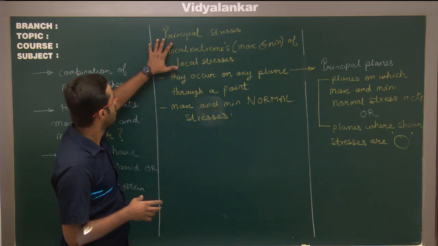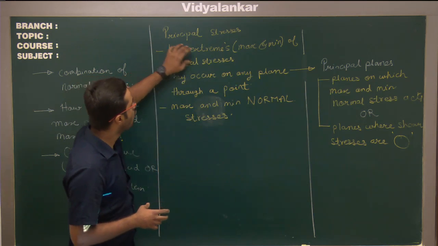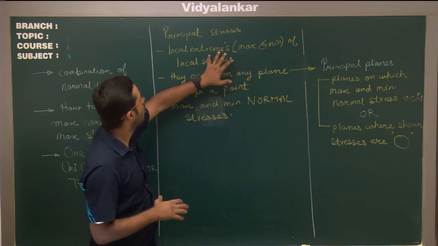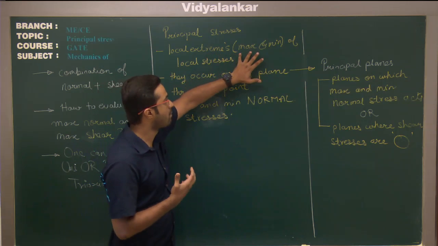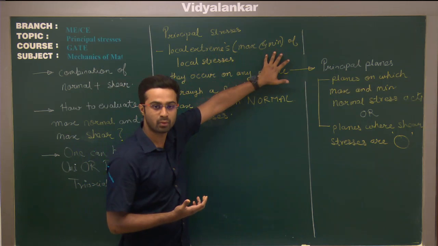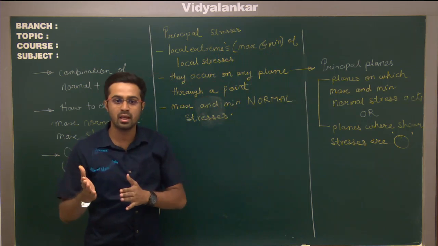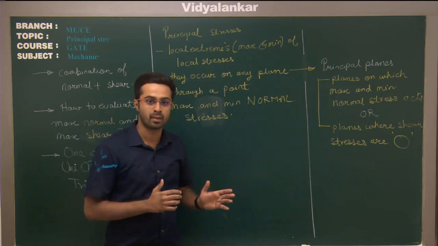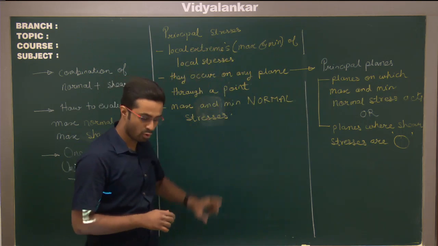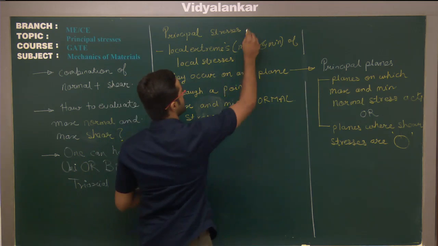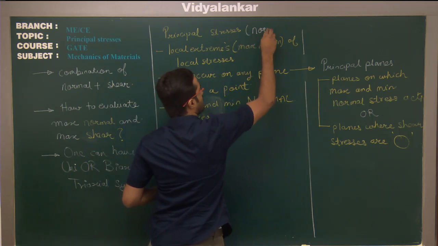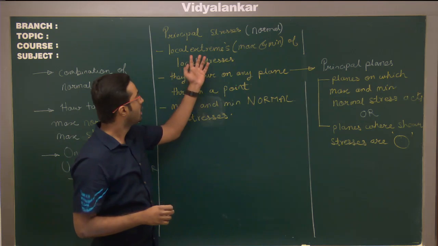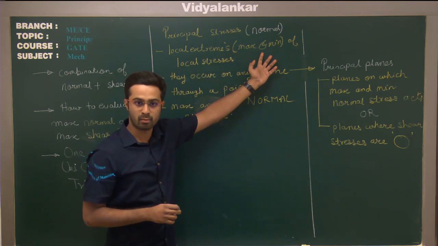I have written here, principal stresses are local extremes. When I talk about local extremes, it means they can be maximum or they can be minimum. Okay, so this can either be a maximum value or a minimum value, and these are extreme values, maximum and minimum. So principal stresses, first and foremost, are normal stresses. They are normal stresses and they are the maximum and minimum values of normal stresses.